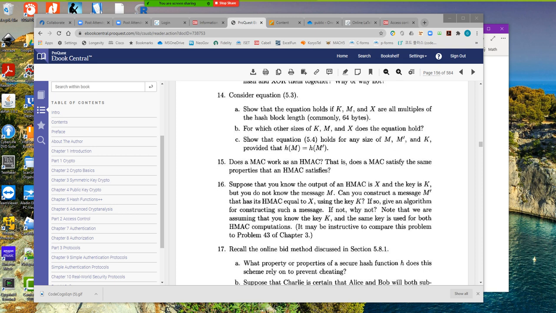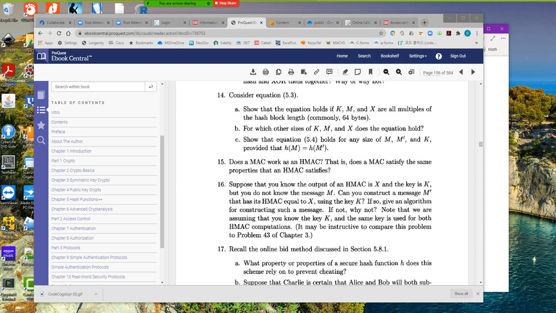If you look at problem 15, does a MAC work as an HMAC? That is, does a MAC satisfy the same properties that HMAC satisfies? Okay, and then let's look at problem 16. Problems 15 and 16 can be combined, and both can be combined into one.